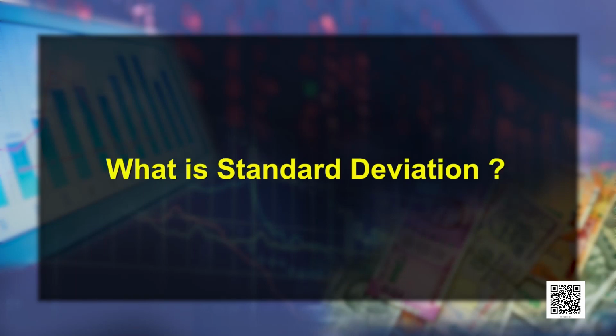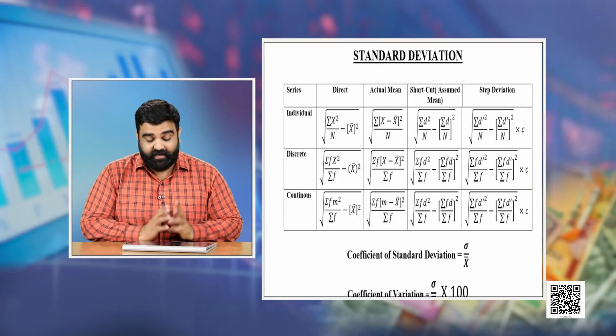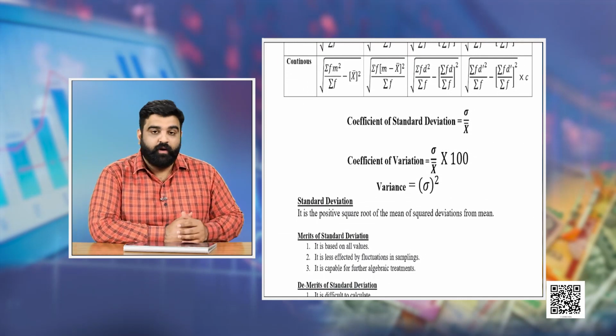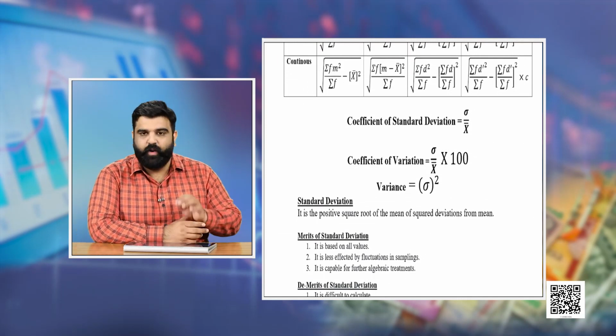Today we will be discussing standard deviation. So what is standard deviation? Standard deviation is the positive square root of the mean of the squared deviations from mean. We will be discussing the merits and demerits of standard deviation, and then we will be moving on to the formulas and doing some questions.